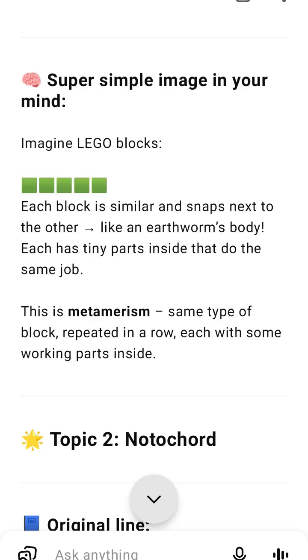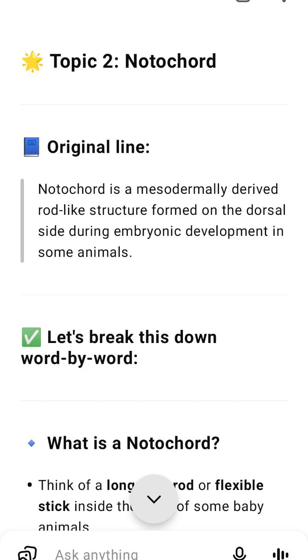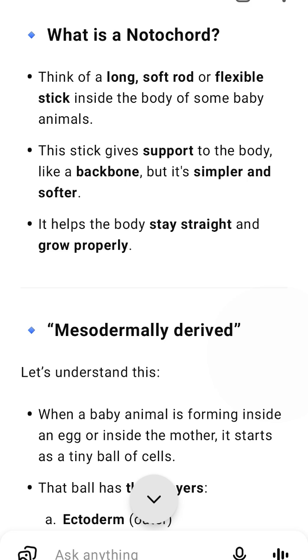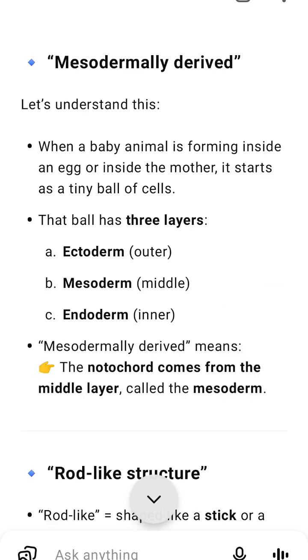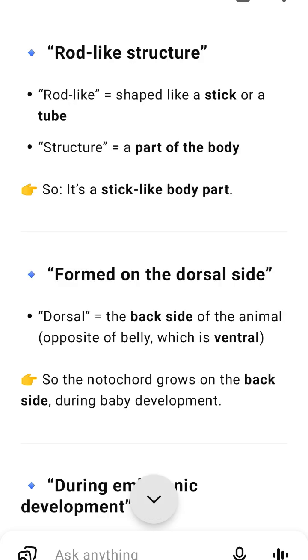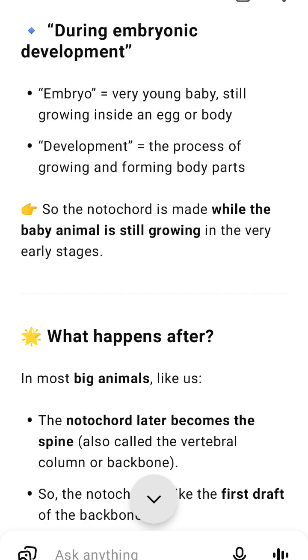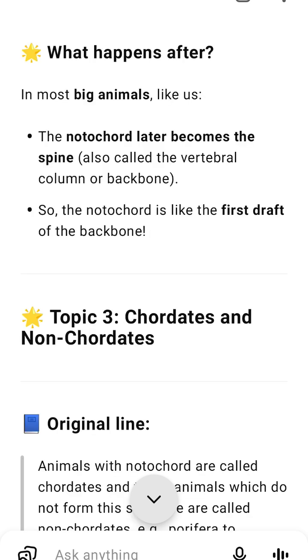2. Notochord, the first backbone. When some animals are growing inside the mother or inside an egg, a rod-like structure forms along the back side of the baby. This is called the notochord. It comes from the mesoderm, the middle layer of the early embryo. It is shaped like a soft stick. It helps give support and shape to the baby's body. In many animals, the notochord later becomes the backbone. Think of it like a pencil inside jelly. The pencil gives the jelly some shape and firmness.